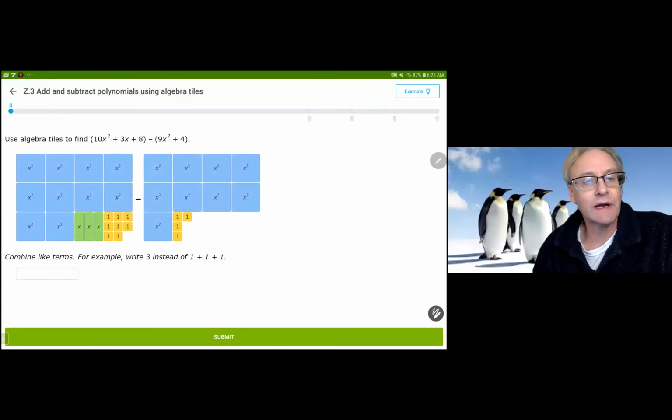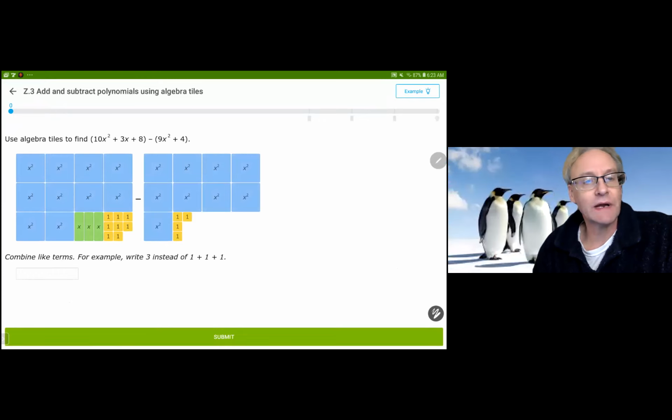I wonder if using the algebra tiles, I don't think they're going to let me change the subtractions to anything. No. So I wouldn't use the subtractions, but I guess we're supposed to. So here's what we're going to do. We'll go ahead and use the algebra tiles the way they're supposed to be used.